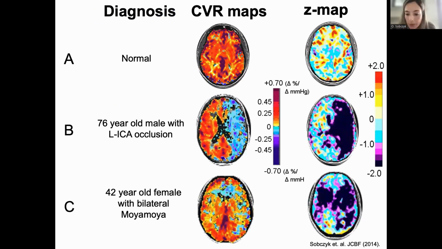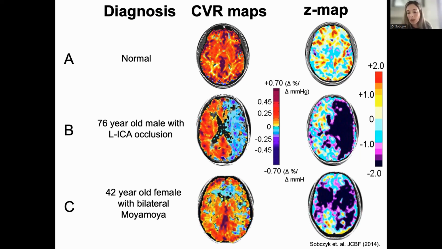Here are three examples. A is a healthy normal, B is a patient with left ICA occlusion, and C is a bilateral moyamoya disease patient with normal-appearing CVR. Displayed are their CVR maps and corresponding Z maps. Z maps indicate the distribution and quantify the deviation from normal. It also gives us more information than just CVR maps alone.